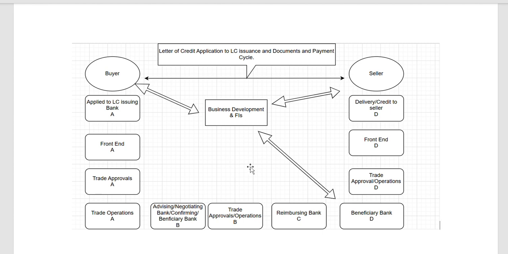Hope this session was useful to you. This is a very simple slide, and there are a lot of other complex issues involved that cannot be explained in one slide. But I will try to cover more advanced trade related topics in the coming days.